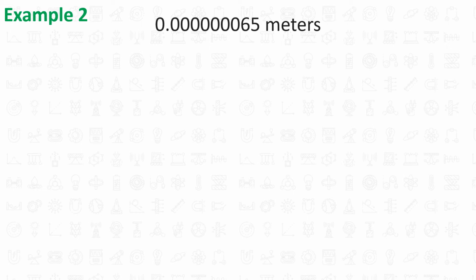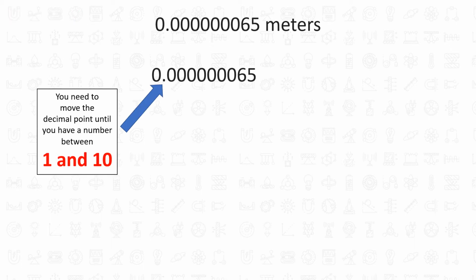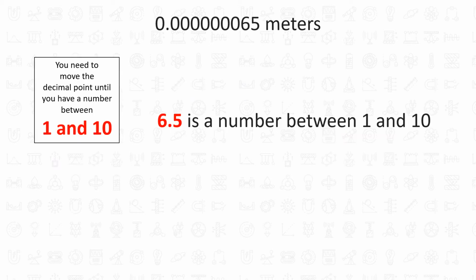So let's take this example. We start with our original number. And again, we've got to remember our rules for scientific notation. We're going to move that decimal until it's a number between 1 and 10. Here's the decimal point. So let's move it to the right. 1, 2, 3, 4, 5, 6, 7, 8 spaces to the right will give us, again, 6.5.